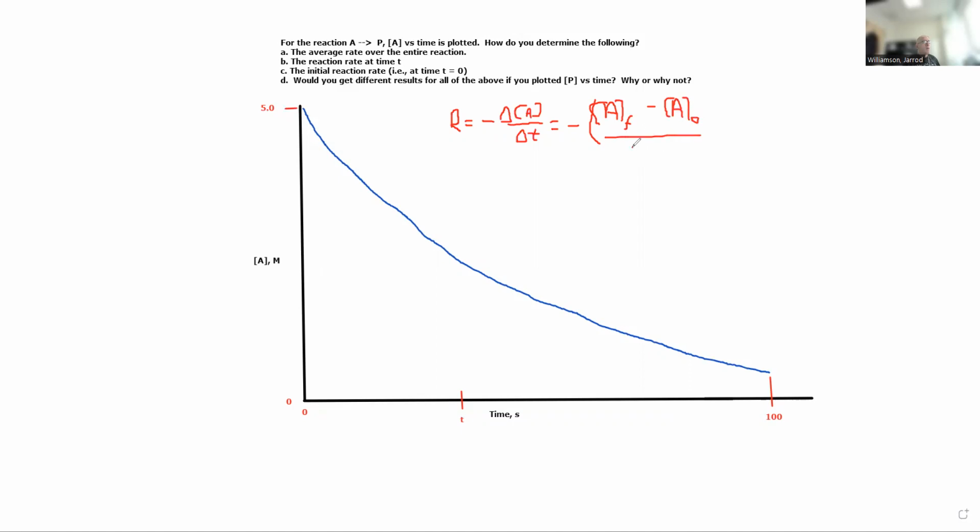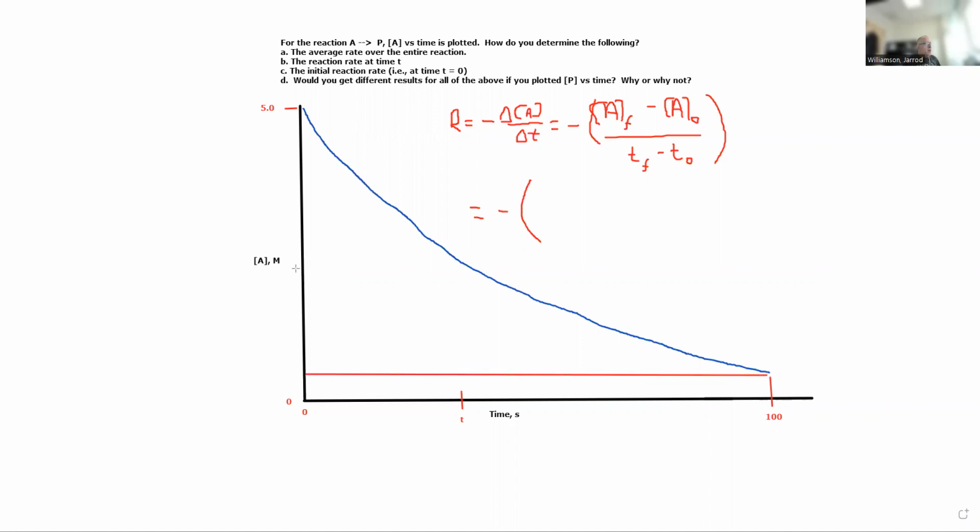over T final minus T initial for the entire reaction. In this case, it'll be minus the final concentration. That looks like I have to estimate this. Let's draw. And if I estimate this, I'm going to draw a line here. I'm going to have to estimate this.